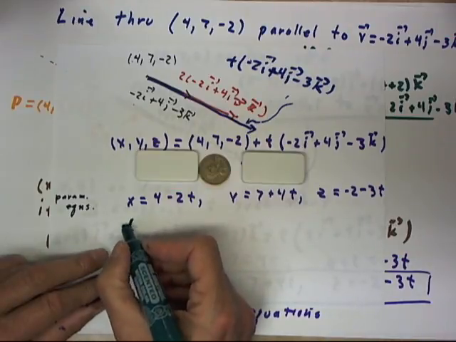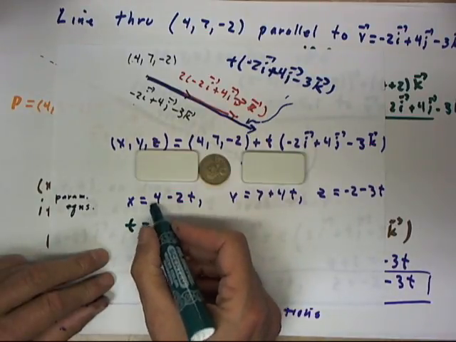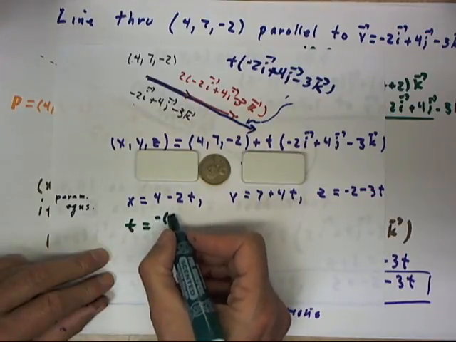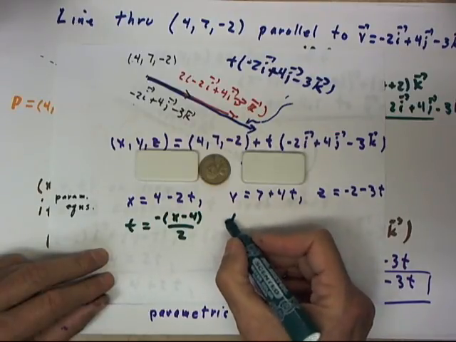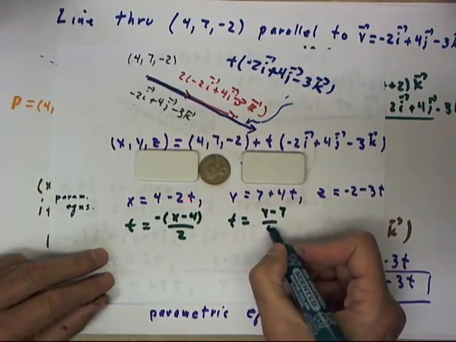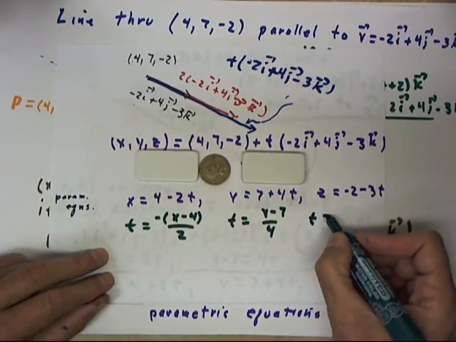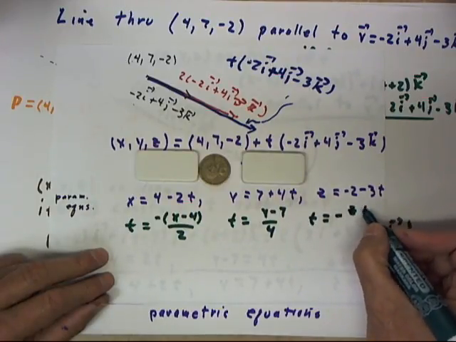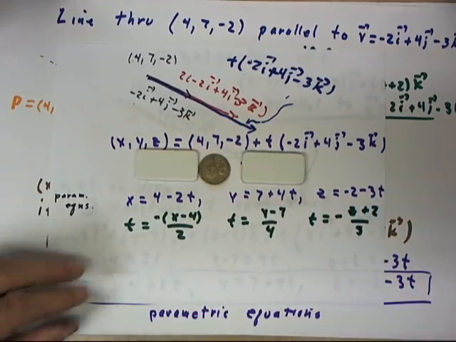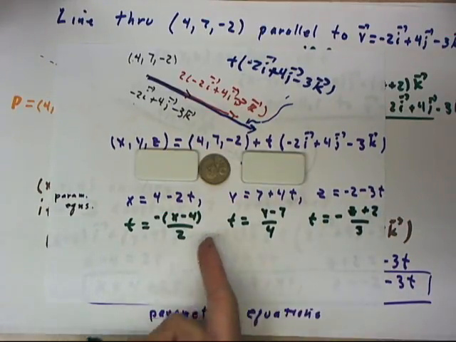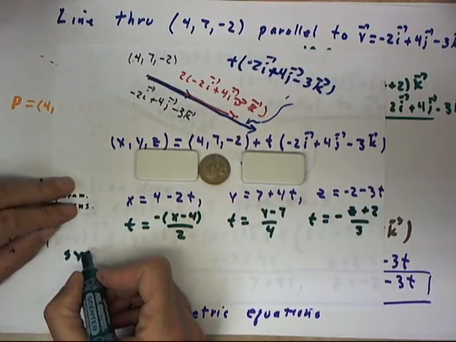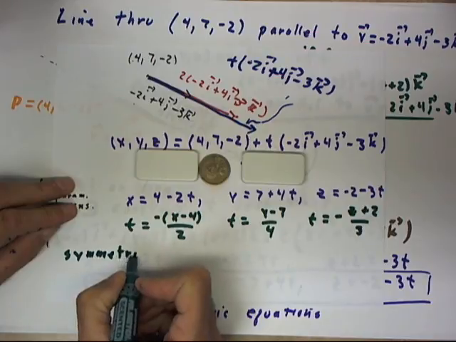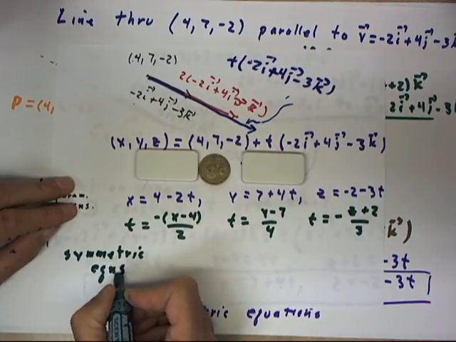This equation gives us t = (x - 4)/(-2), so we'll write that as -(x - 4)/2. This equation gives us t = (y - 7)/4, and this equation gives us t = -(z + 2)/3. Now, each of these expressions is equal to the same expression t, so we can express the parametric equations in the form of what we call the symmetric equations for the same line.